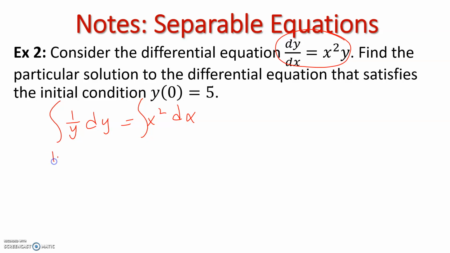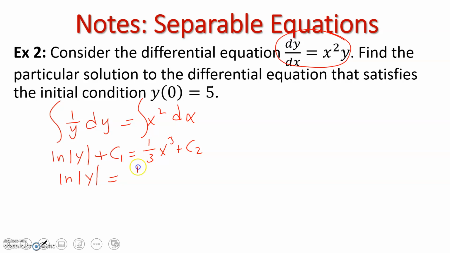The left-hand side becomes ln of absolute value of y, plus some constant. And then the right-hand side becomes 1/3 x to the third plus a constant. Now we'd like to solve this equation for y, so we'll move the constant to the other side. So we get ln absolute value of y is equal to 1/3 x cubed plus a constant, where we will let c be the difference of our c sub 2 minus c sub 1.